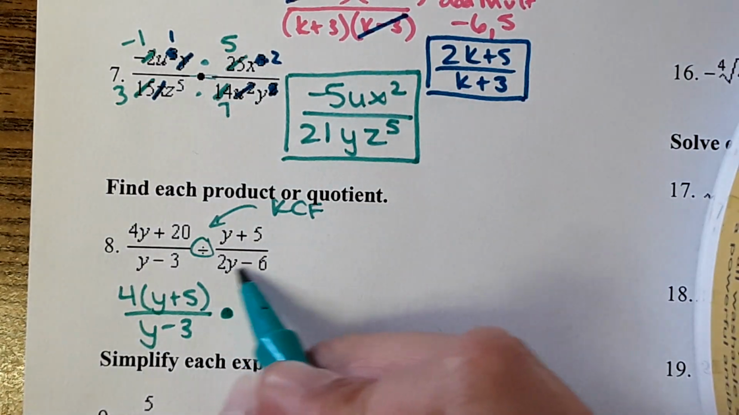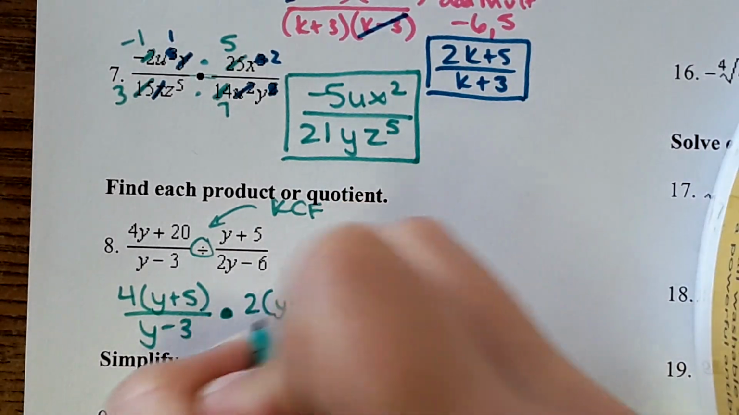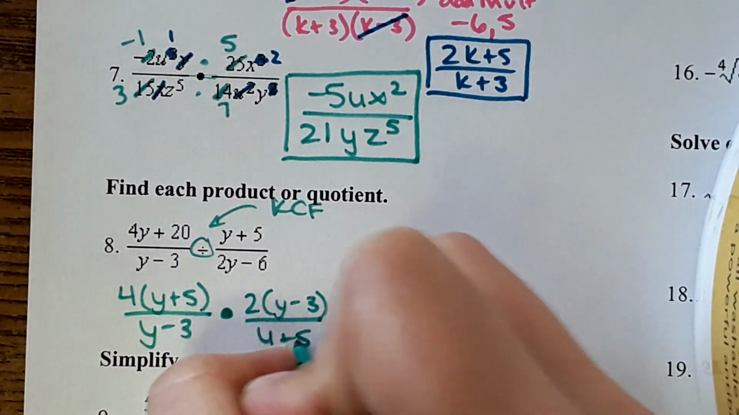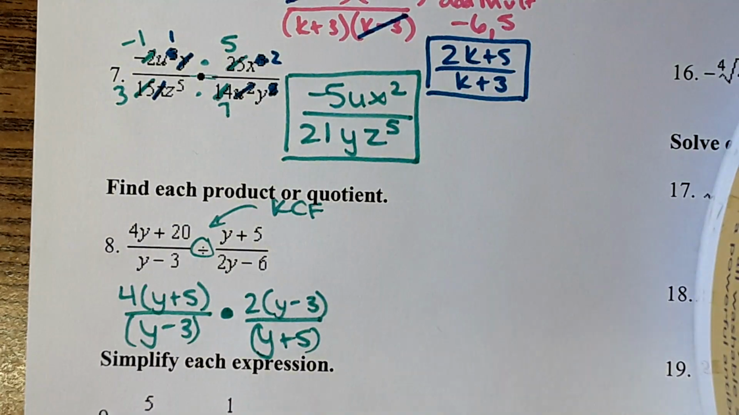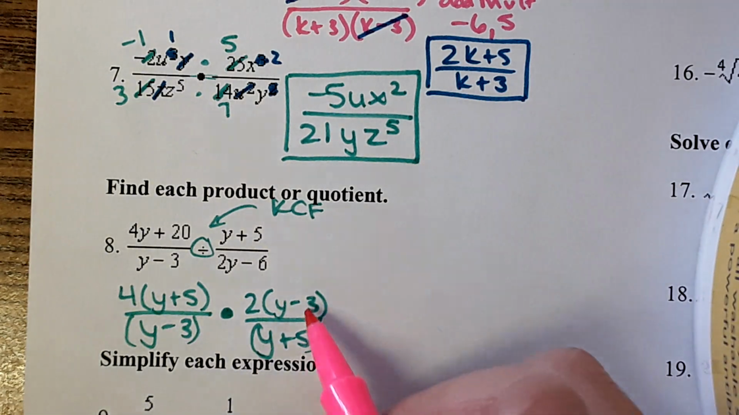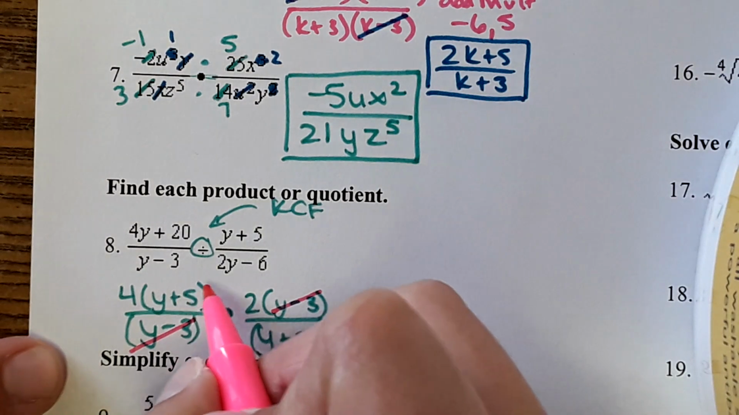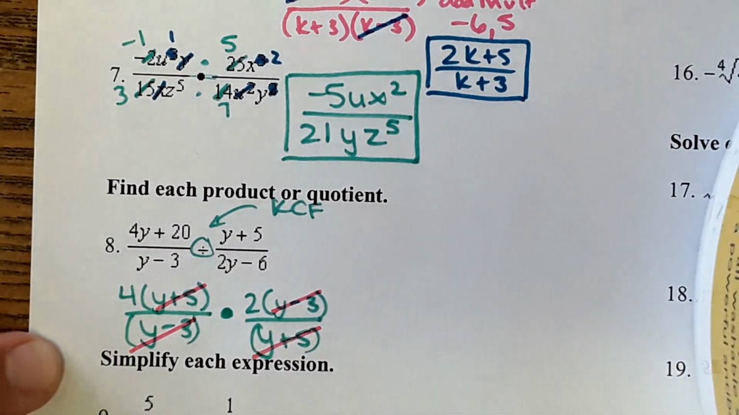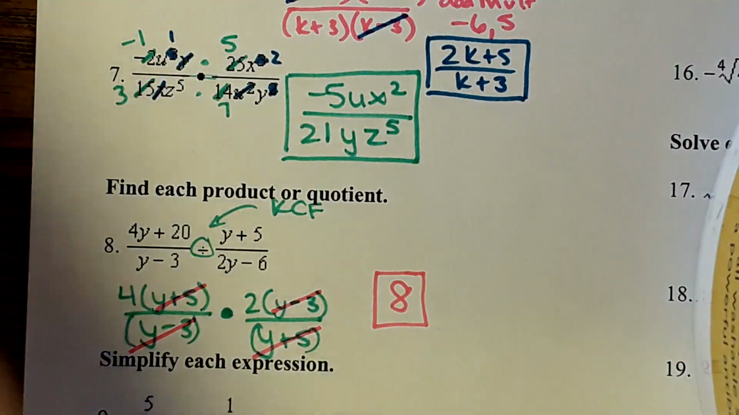2y and negative 6 can both have a 2 taken out. So 2y minus 3 over y plus 5. Then I'm going to cancel anything that is on the top and the bottom. So y minus 3 cancels with y minus 3. Y plus 5 cancels with y plus 5. 4 times 2 is 8, and 8 is our answer.